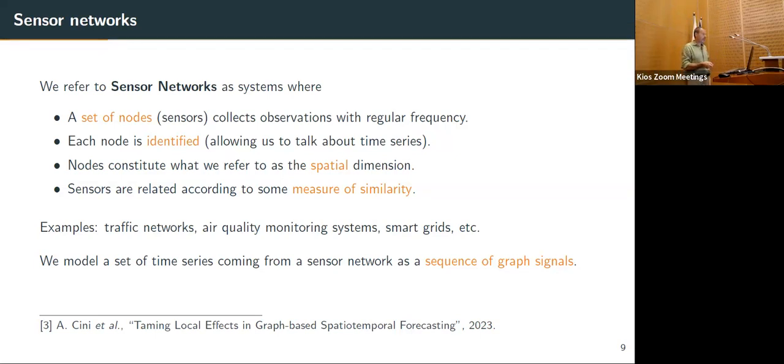And sensors are related according to some measure of similarity, which we will see at the end. But again, for two signals, Pearson correlation: if you have a Pearson correlation, they are linearly correlated. Granger causality: if you like something more complex, use Granger causality. Or, if you don't know that, you can learn the adjacency matrix, which is the final case.